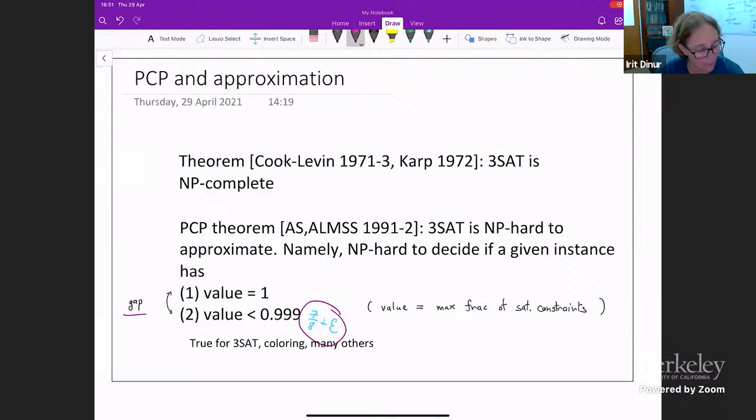However, if you don't care so much about the exact gap, then the PCP theorem tells you that for many, many different CSPs, for coloring, for 3-SAT, and many other examples, you get some gap immediately because you can do some kind of gadget reduction between the two.